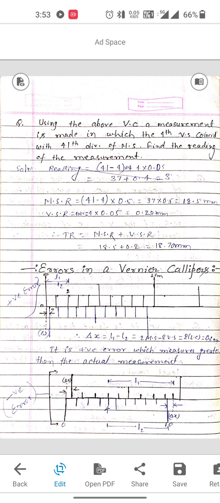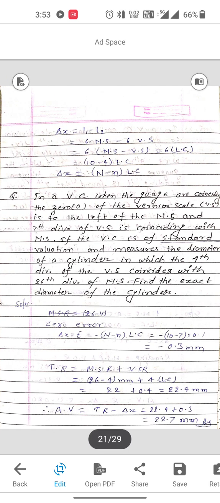Negative error is the case in which the main scale is leading, the left end of the main scale is beyond the vernier scale. Then here there will be 6 main scale and 6 vernier scale, 6 into least count, that will be capital N minus small n into least count.